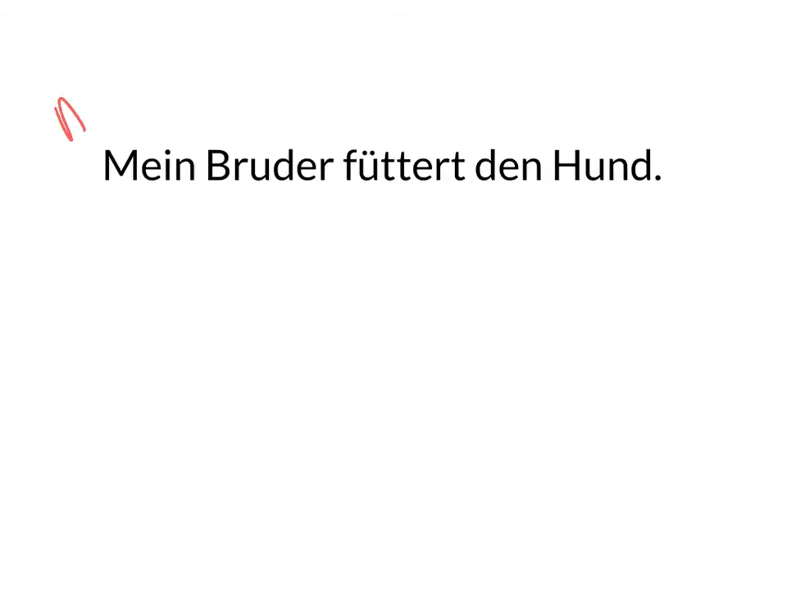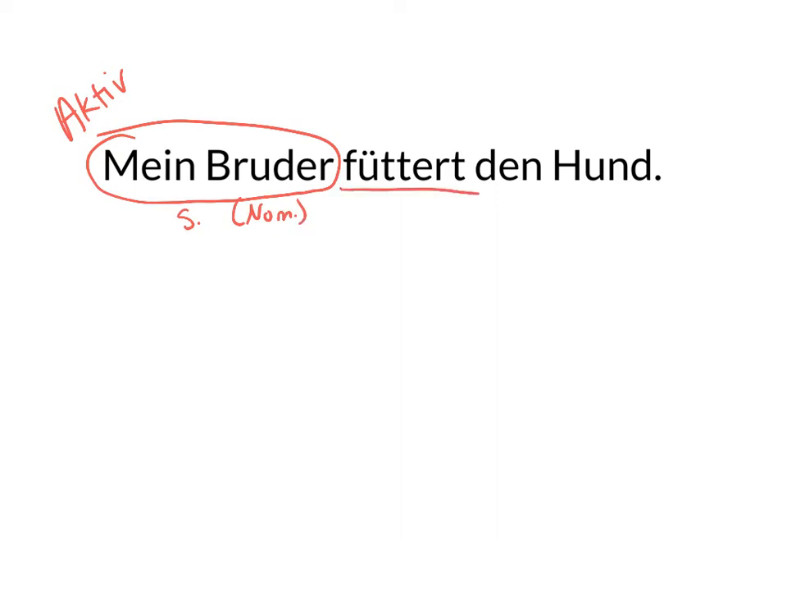Let's look at another example in German of an active sentence. So, mein Bruder füttert den Hund. My brother feeds the dog. Here, mein Bruder, my brother, is the subject. Füttert is your verb. And then den Hund is what or whom, I guess, your brother is feeding. So that is your direct object in the accusative case.